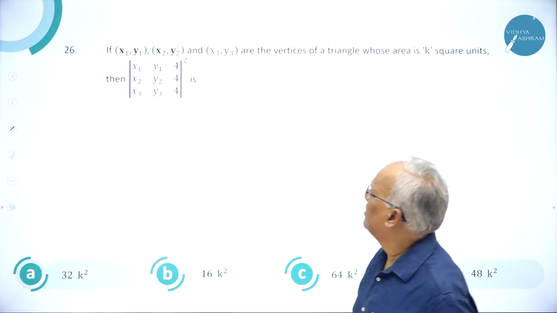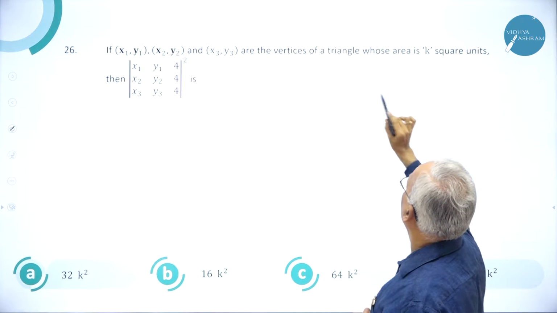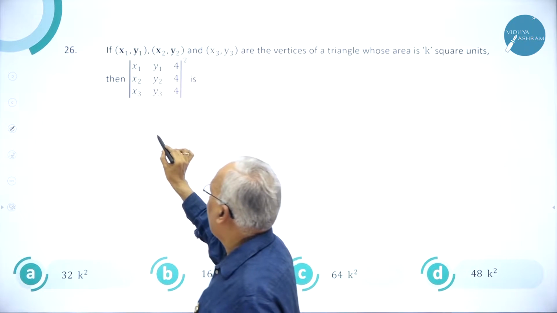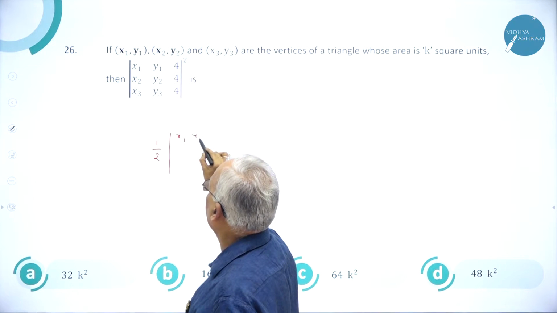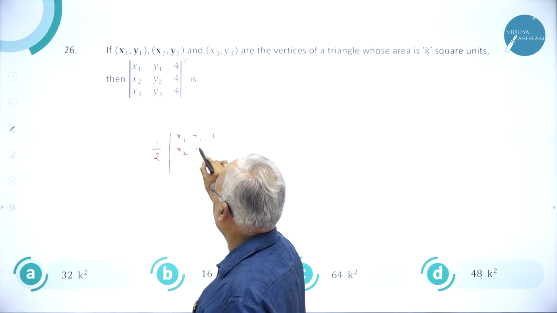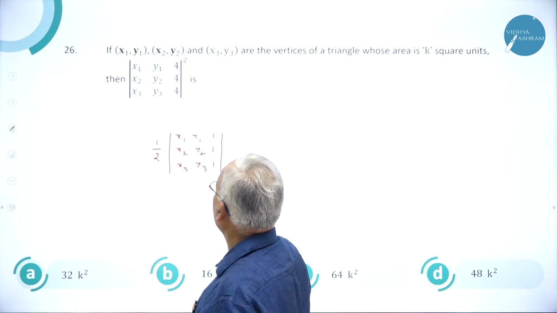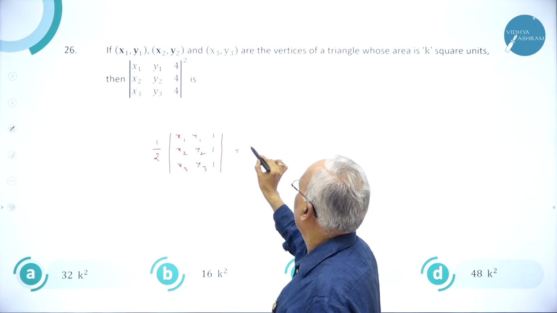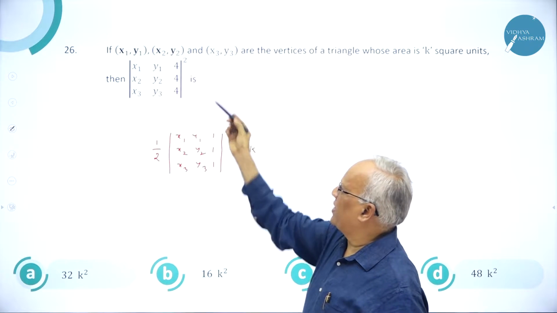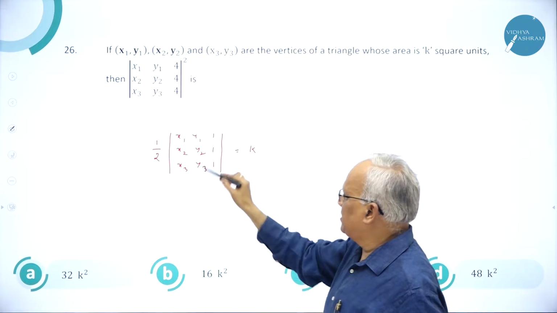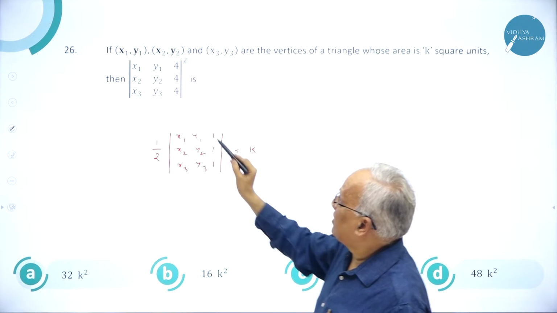This is a very good question. You know, x1, y1, x2, y2, x3, y3, if they are vertices of a triangle, the area of the triangle is given by half into the determinant x1, y1, 1, x2, y2, 1, x3, y3, 1. This is given to be k. The area of the triangle is given to be k. You can take the absolute value. Anyway, you are squaring it, so you need not worry about that. So this is the area of the triangle. Actually, the area of the triangle is the modulus of that. Now, you want this squared.